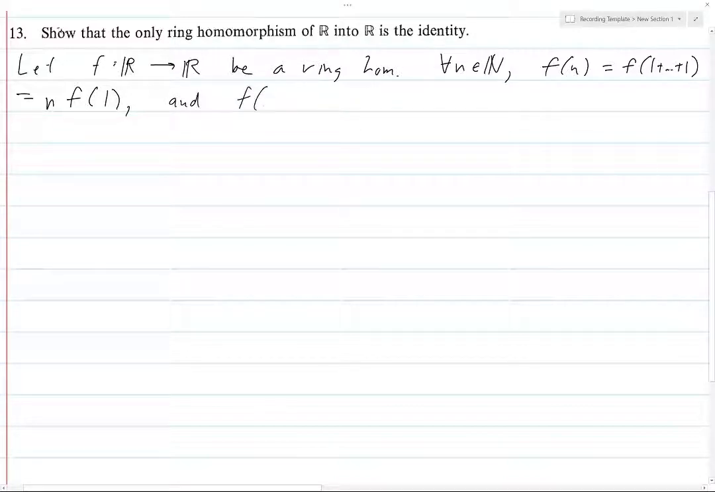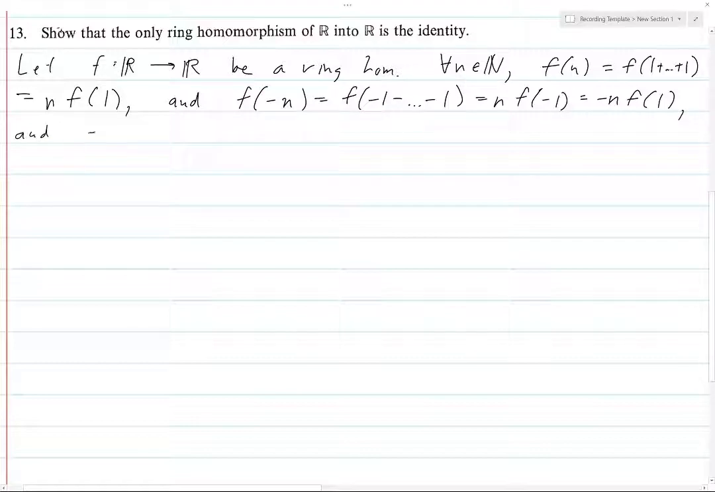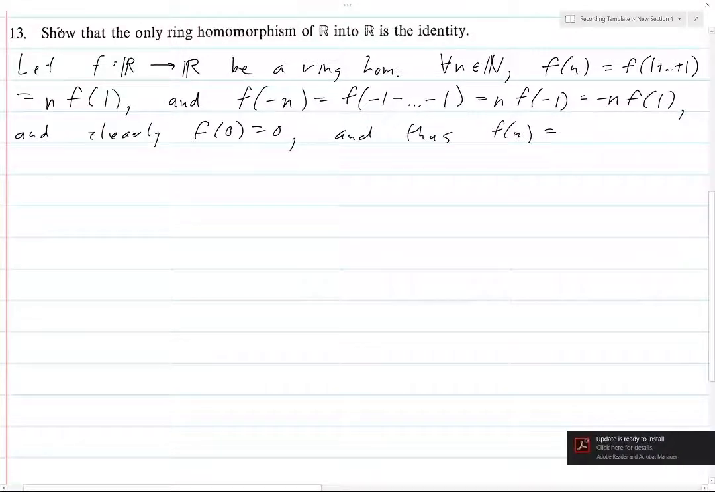And f of minus n is similar. You just subtract 1 n times, so it's n of f of minus 1, which we can pull out to get n of f of 1. And clearly, f of 0 equals 0 because it's a homomorphism, and thus f of n equals n times f of 1.